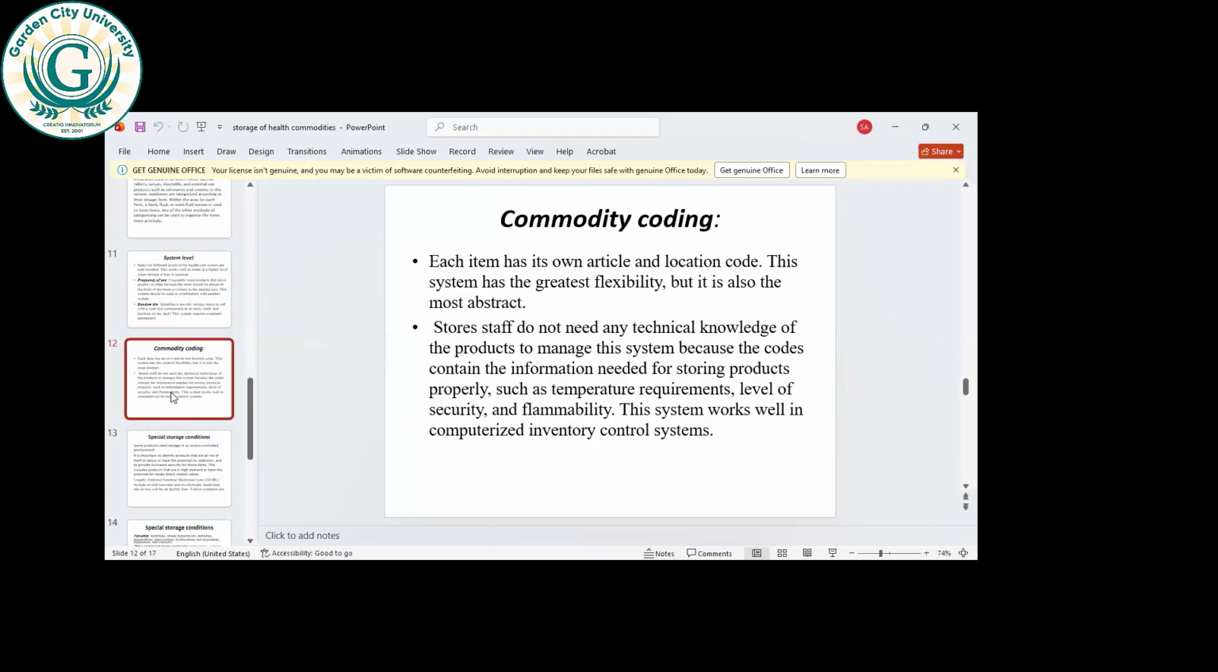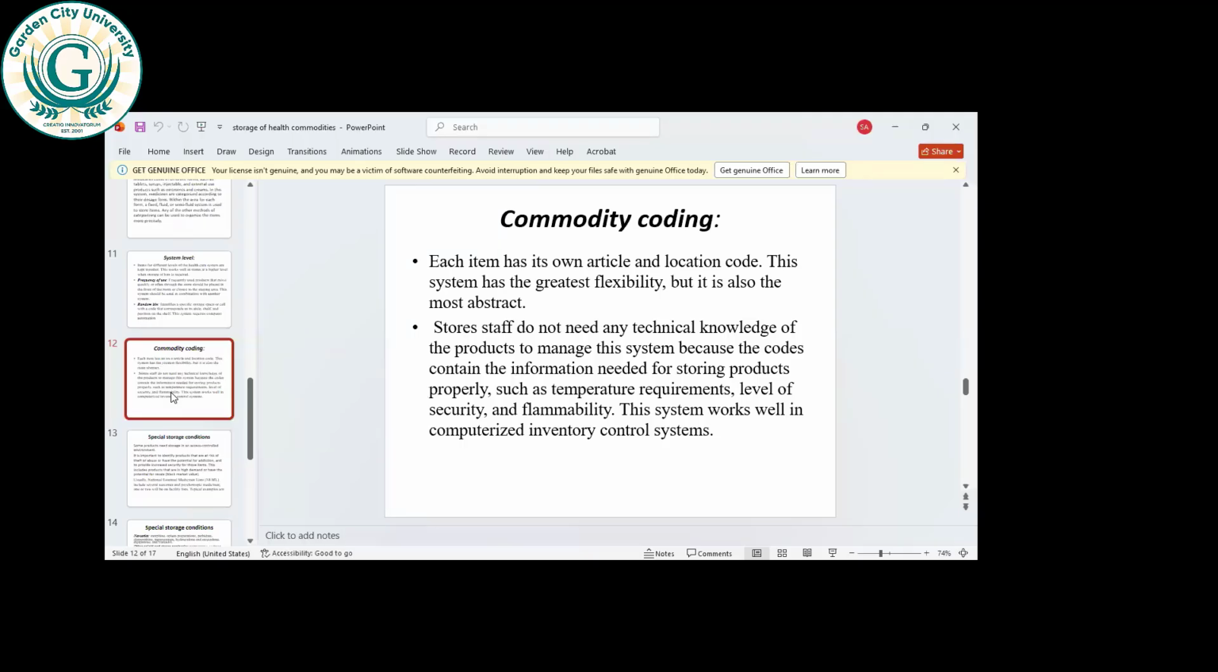Then you have the commodity coding. With the commodity coding, each item has its own article and location code. This system has the greatest flexibility, but it's also the most abstract. When you say something is abstract, it doesn't follow any format, it doesn't follow any formula. And so this one, you use the codes. And normally we use these ones. It's difficult using this commodity coding in the warehouse.